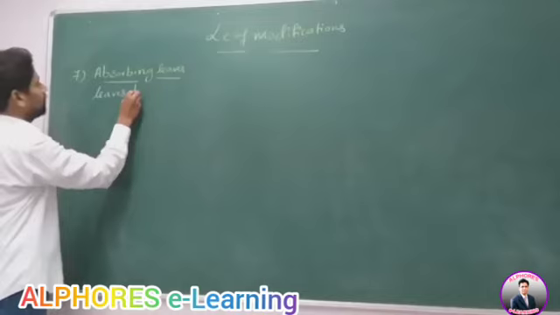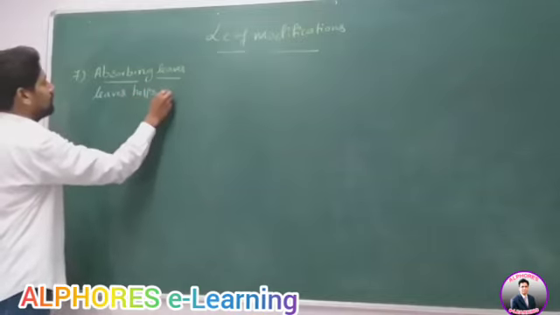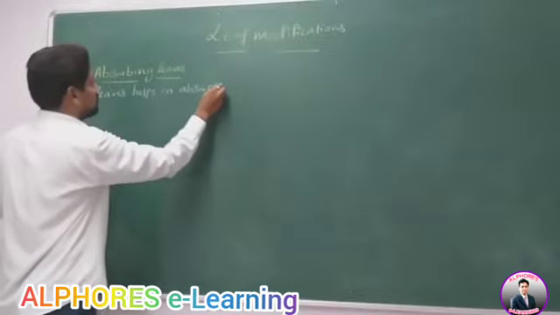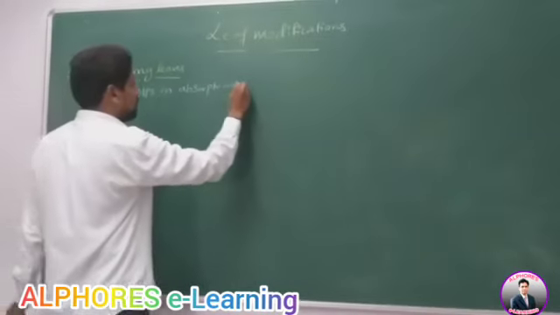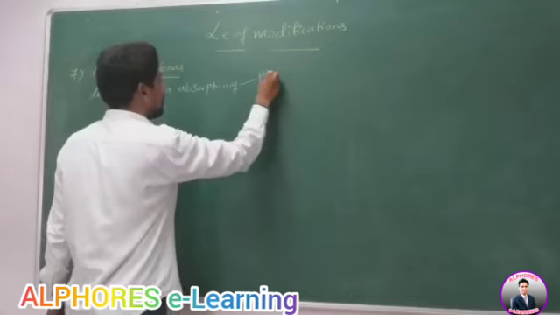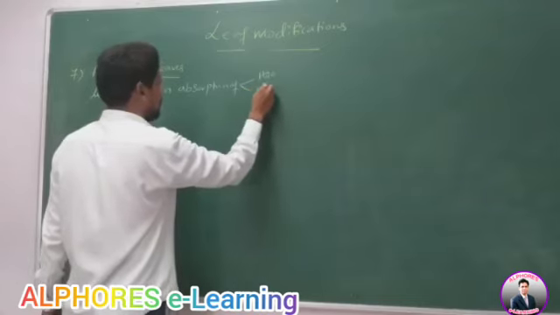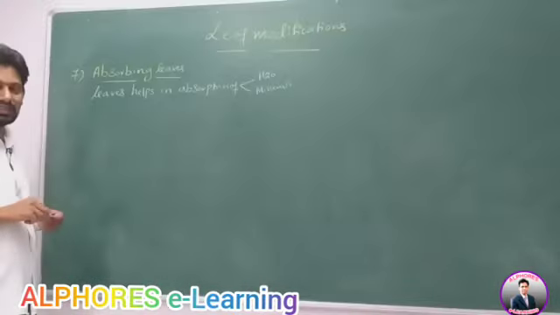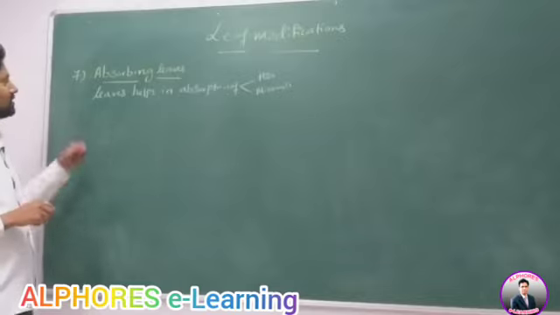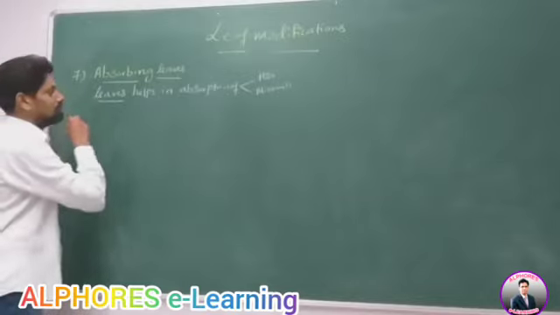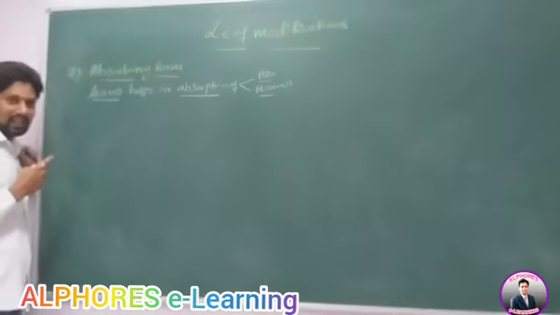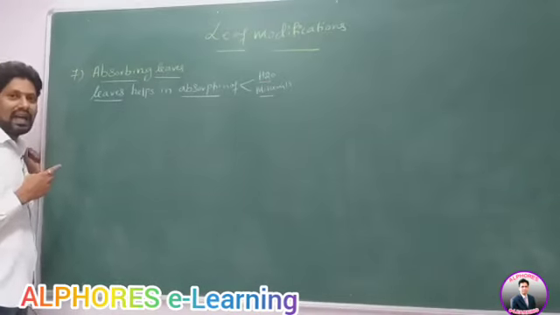Leaves which help in absorption of water and minerals. Absorption of what? Water and minerals, right? Therefore, these leaves which help in absorption of water and minerals are called as what? Absorbing leaves.